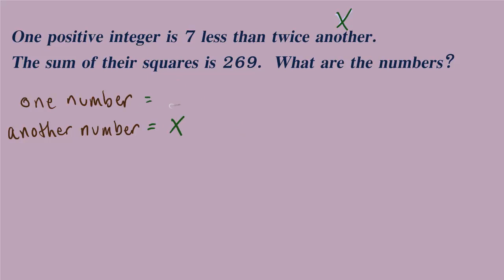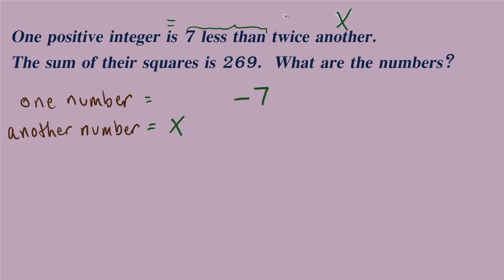Next, what do we use to represent the first number? We go back to this sentence and we will try to translate this sentence. So this one positive integer, the one that we're about to find, one number, is, there's the equals, 7 less than. Now 7 less than, if you're thinking minus 7, that is great, but we're talking about 7 less than something. What that means, the 7 less than, basically is we're going to subtract 7 from something, from whatever we get to next in this sentence. That's what will happen when we get to this phrase, less than. We'll have a minus 7 behind what we get to next, twice another.